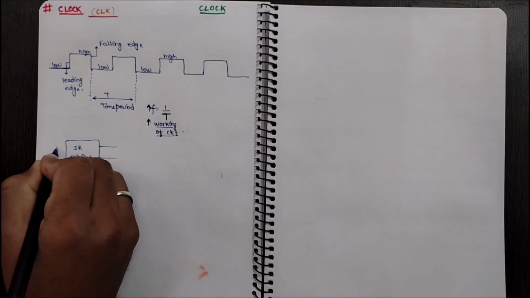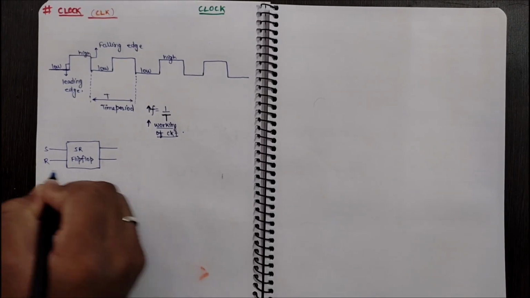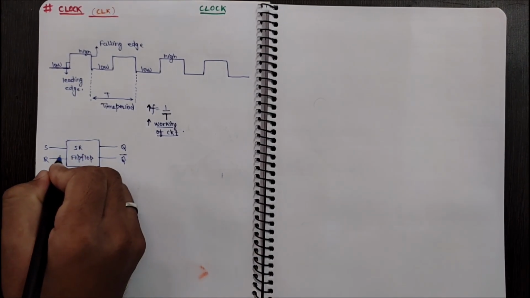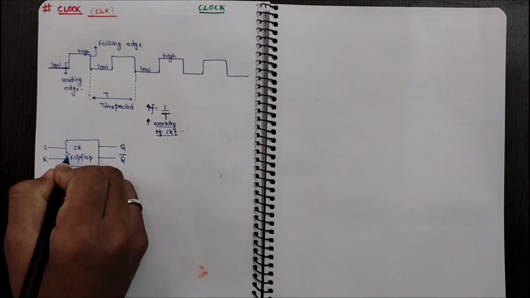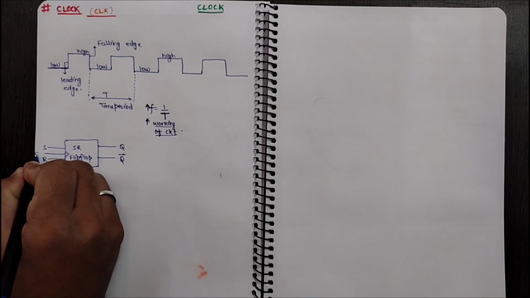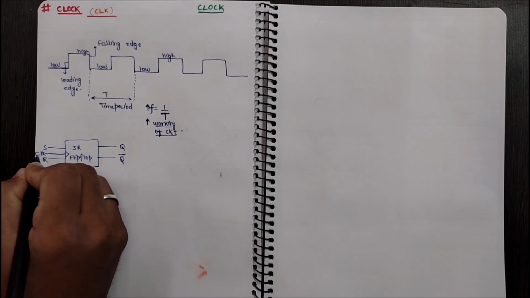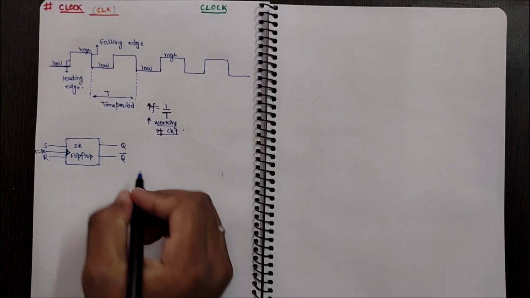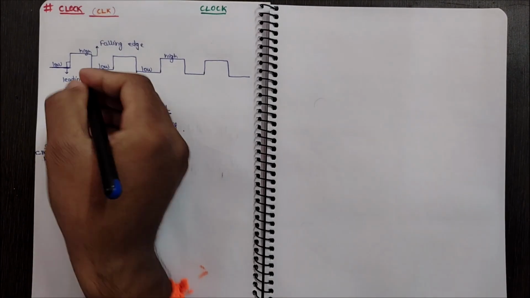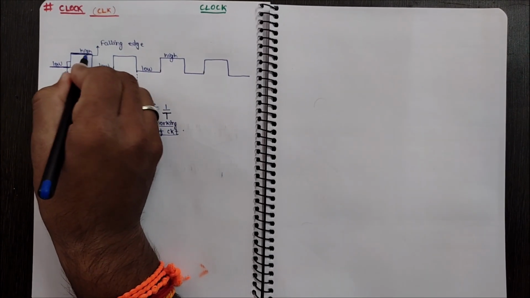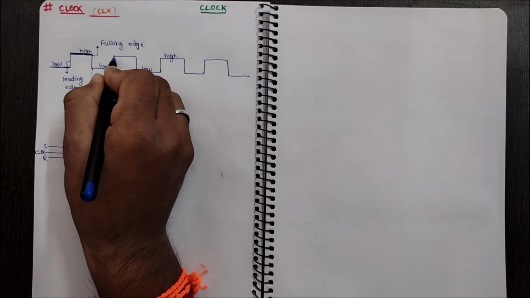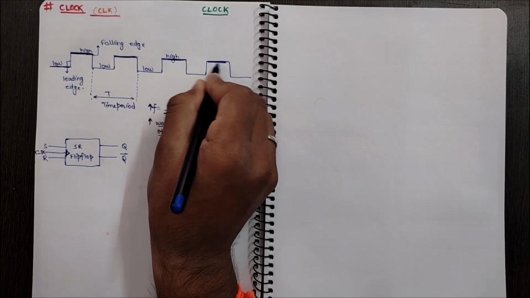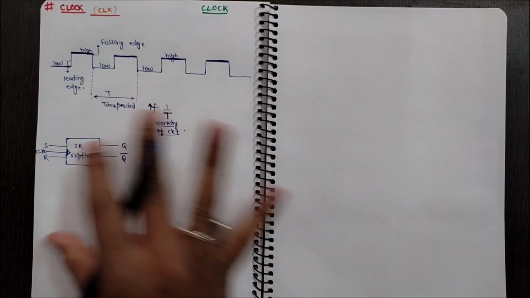Here we have two inputs, one is set, the other is reset. We have two outputs, Q and Q complement. In this SR flip-flop we use the clock signal for its working. We represent clock by CLK, the short form for the clock. Now this flip-flop will only work when the clock signal is high. For this high part only the flip-flop will work. For the other part the flip-flop won't work.